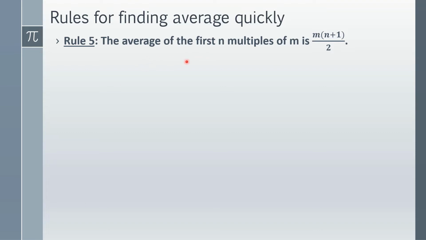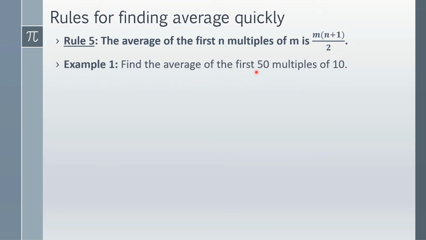The average of the first n multiples of m is m into (n plus 1) by 2. We'll understand this formula by doing problems. Find the average of the first 50 multiples of 10. So we need to find the average of the first 50 multiples. So add 1 to 50, so you get 51. Multiply 51 with 10 and then divide by 2. So average is going to be 10 into 51 divided by 2, that is 510 by 2, that is 255.